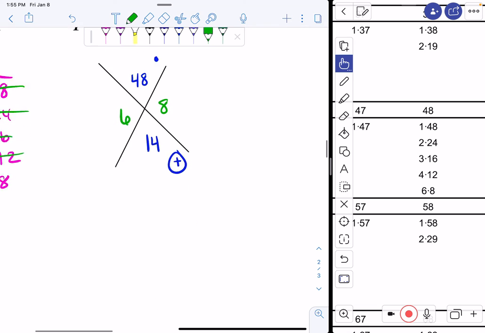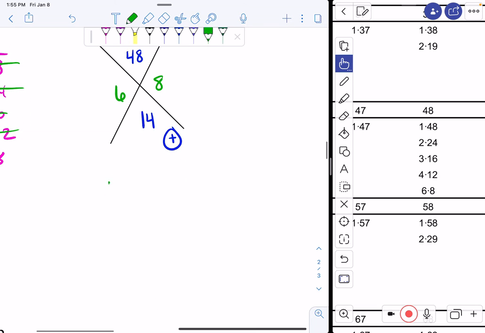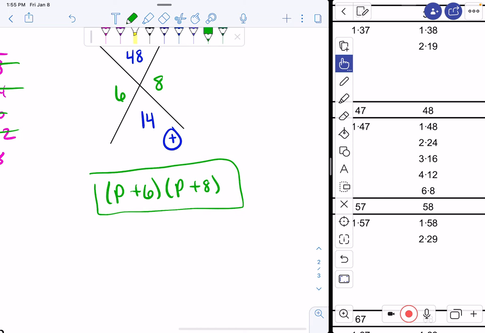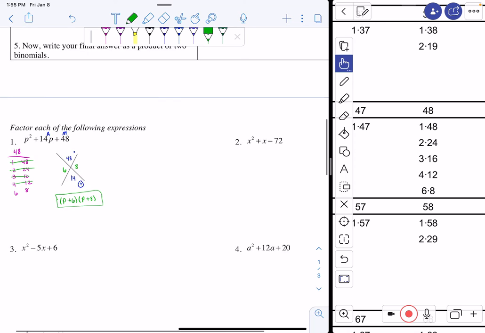That works. So my final answer is (p + 6)(p + 8). Make sure you use the variable p, because if you put an x on Delta Math, it's going to mark it wrong. You need to make sure your variable is consistent.